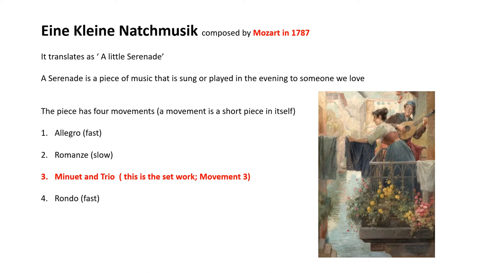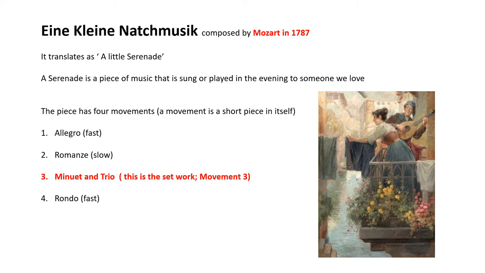Okay, so your set work is Eine kleine Nachtmusik by Mozart. It's only movement 3. It was written in 1787 and the title translates as a little serenade. Now, a serenade is a piece of music that is sung or played in the evening to someone we love, as you can see in the picture.